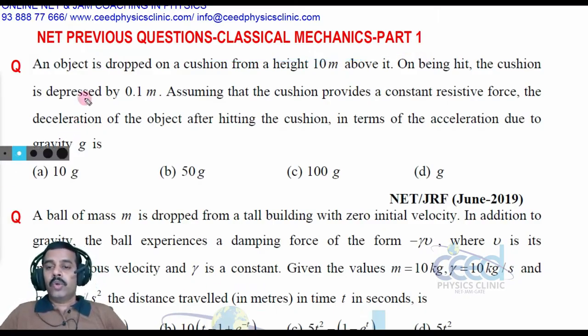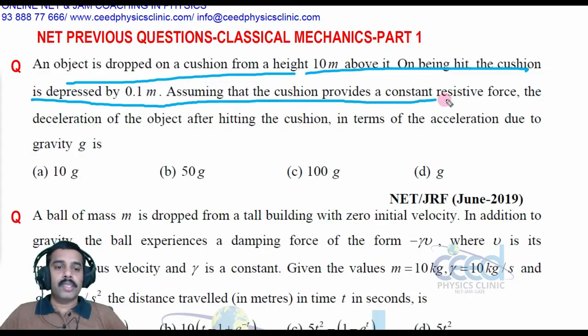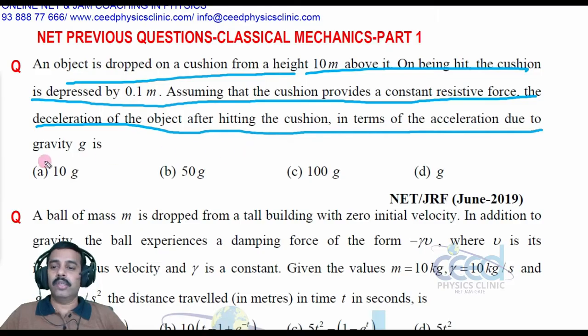An object is dropped on a cushion from a height of 10 meters above it. On being hit, the cushion is depressed by 0.1 meter. Assuming that the cushion provides a constant resistive force, the deceleration of the object after hitting the cushion, in terms of acceleration due to gravity g, is.